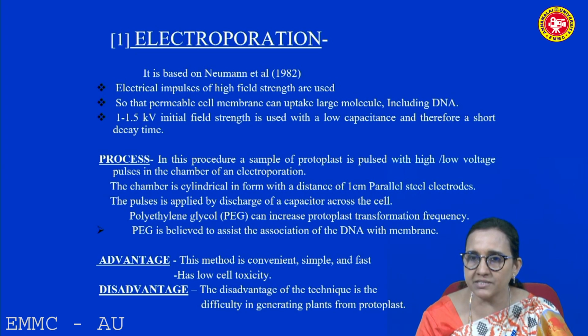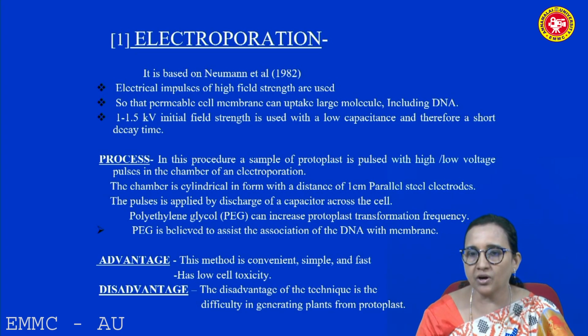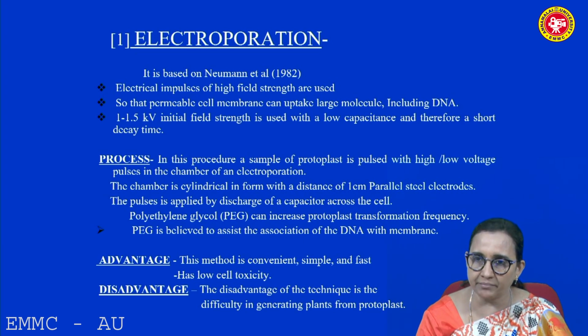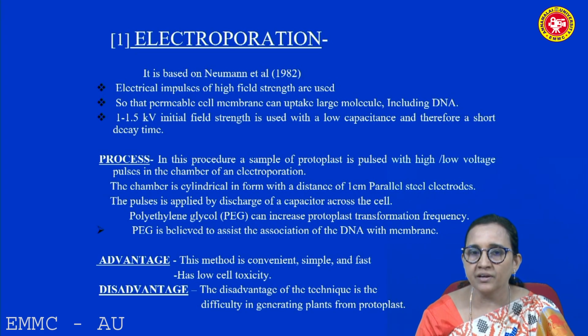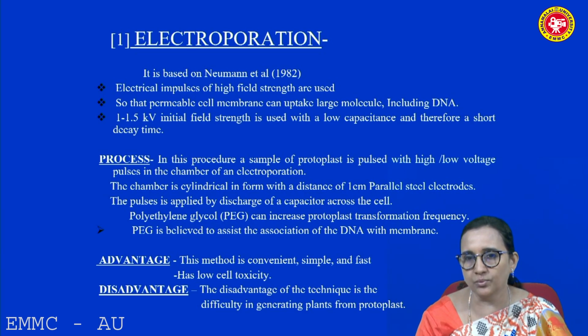The disadvantage of the technique is the difficulty in generating plants from protoplasts. Because we are passing high electric impulses through the PEG liquid in electroporation, most of the protoplasts get damaged. Only a few protoplasts take up the DNA, and the percentage of viable cells is very low. So, this is the main disadvantage, why we are not able to use it very frequently.